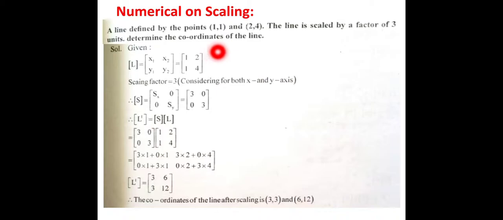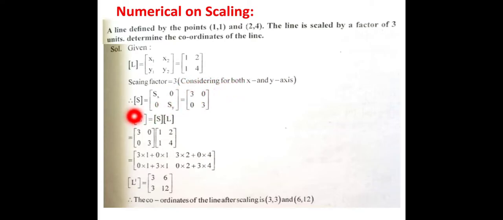So when this line is scaled by a factor of 3 both in x direction and y direction, what will be the coordinates of that line is being asked. So here the original line matrix is given the same, that is x1 y1 and x2 y2, as in case of the translation problem. So x1 y1 is nothing but 1 1, x2 y2 is nothing but 2 comma 4, that is represented here. Here the scaling factor is equal to 3 considering both x and y axis.